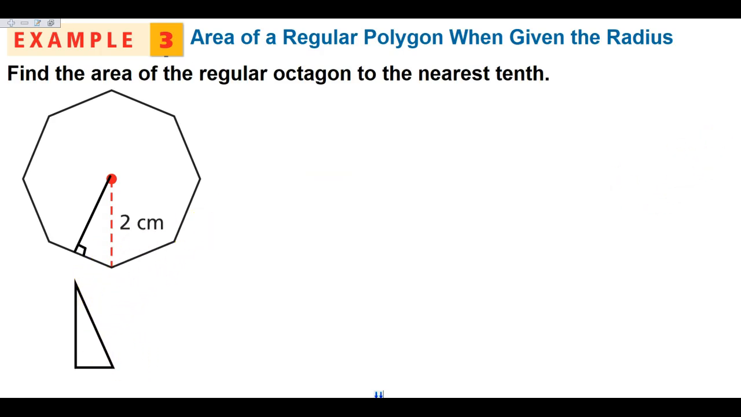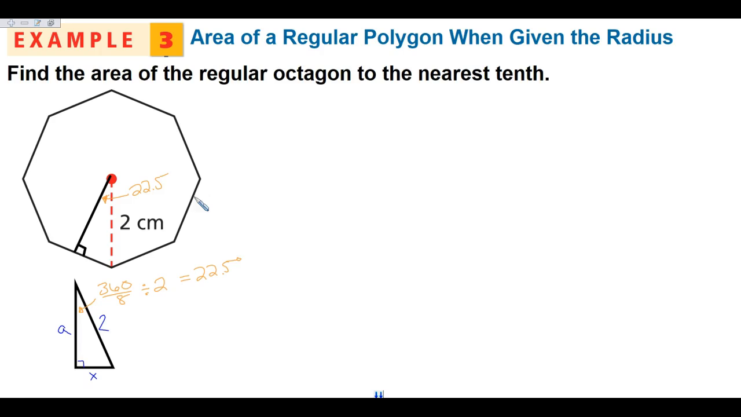All right, so in this case, my radius is 2. I need to find both the side length and the apothem. Now, here's what we need to do first: we need to find that angle measure. So I'm going to be doing 360 divided by 8. Remember, that gives the central angle. And then when I divide that by 2, I'm going to get 22.5 degrees. So this angle right here is 22.5 degrees.